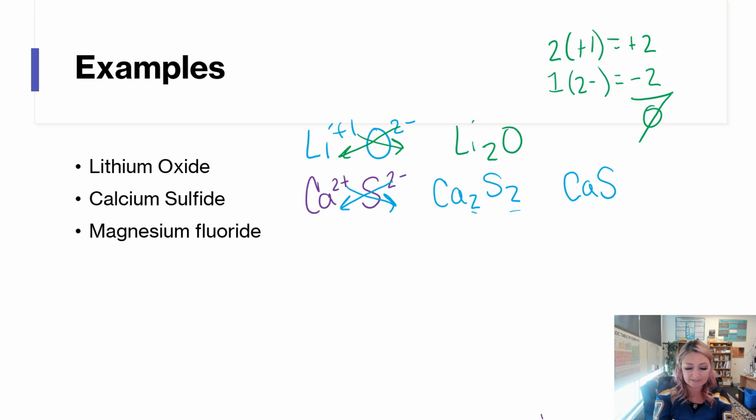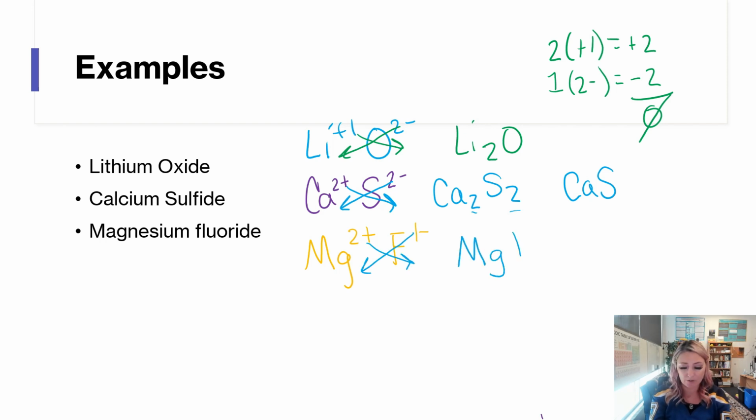All right, next example, magnesium. Looking on my periodic table, that's Mg with a 2+ charge. Fluoride is fluorine with a -1 charge. We have the symbols, we have the charges, we're ready to drop and swap. Let's do it. So we have Mg, 1 Mg, I'm not going to write the 1, and we have 2 fluorines.